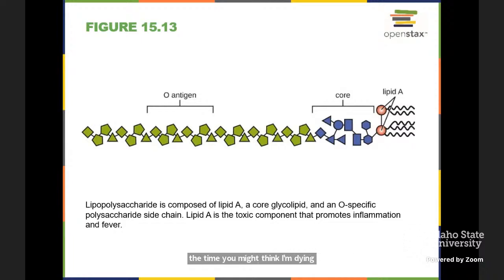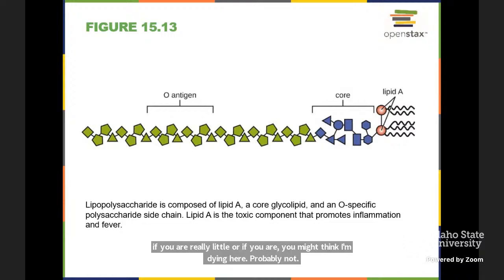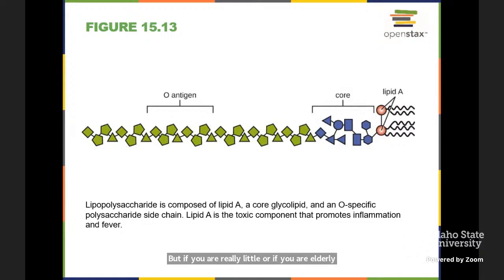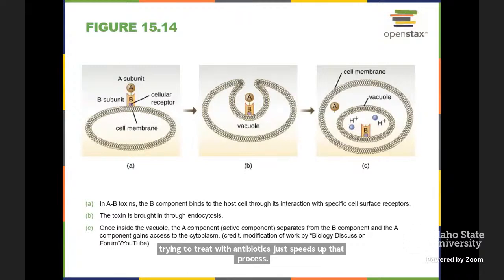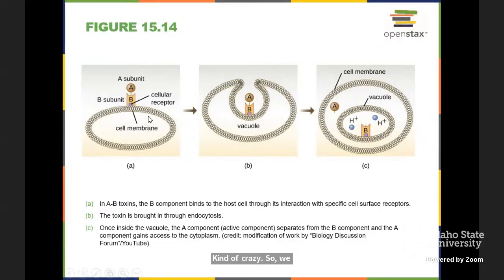But if you are really little, or if you are elderly, infections with 0157 are potentially fatal as a result of the body not being able to truly combat that. And trying to treat with antibiotics just speeds up that process. Kind of crazy. So we could see here potentials for toxins to make their way into cells.